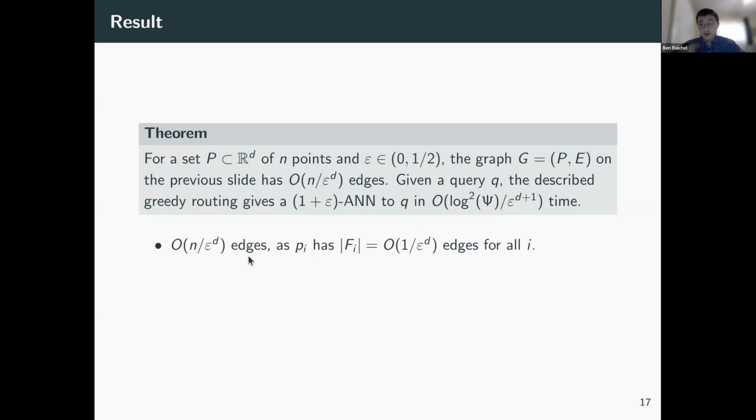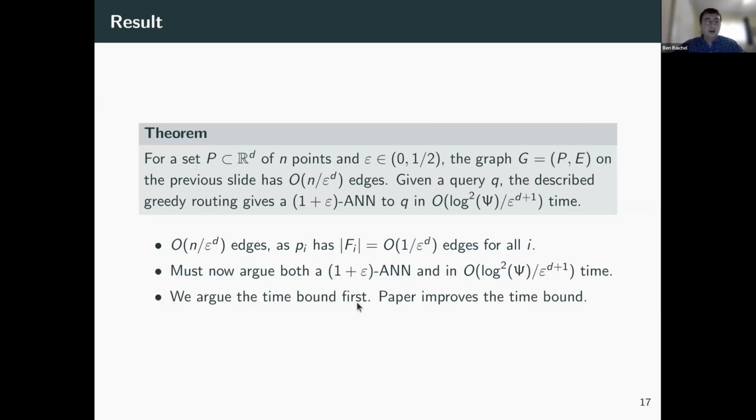Now, the number of edges is easy to bound because I already told you that for all i, the friends are bounded by 1 over epsilon to the d. So then the total number of edges is just n times that. Okay, so immediately we get that this graph has good space. What I need to argue now is that it's both a 1 plus epsilon approximate nearest neighbor and that it has good time for the query. So let me argue the time bound first. And as I said, this time bound can be improved, but I'll just argue this version of it.